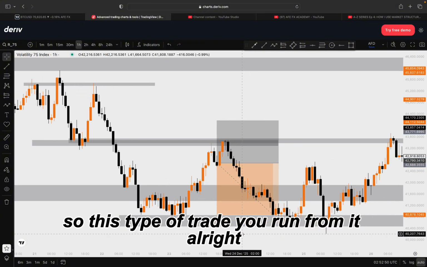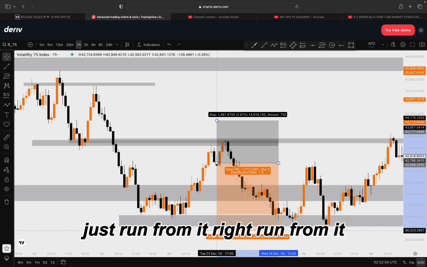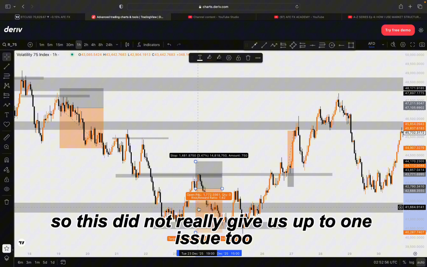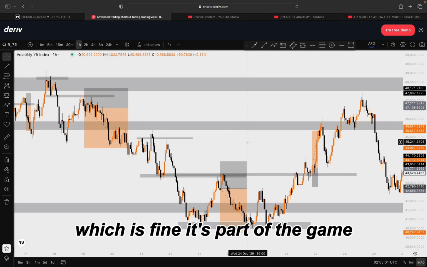So this is about trade, you run from it. Alright, if your account is not that good, just run from it, right? So this did not really give us up to 1:2, which is fine. It's part of the game.